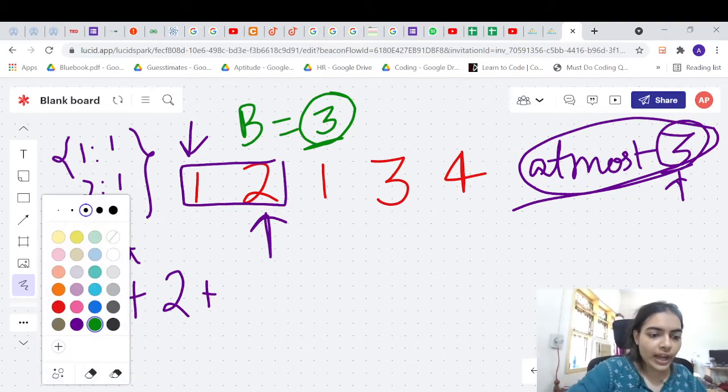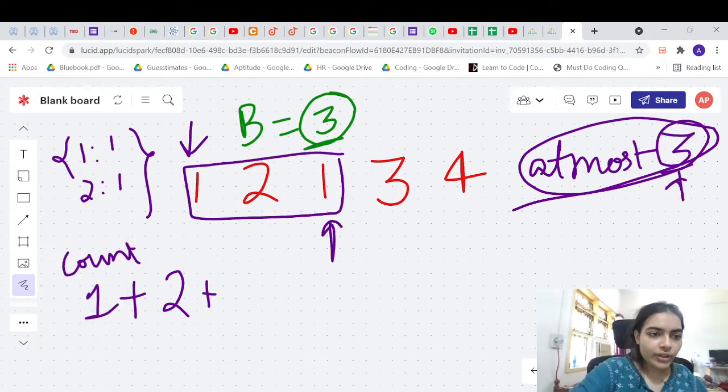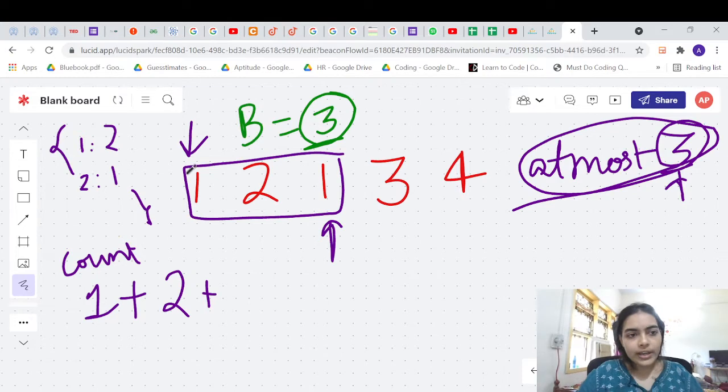Now again we will expand our window. We will see how long we can keep on expanding. When we expand, in our map we will increment the count. So our map will change. What will our map become? There is element 1 with a count of 2, and element 2 with a count of 1. Still our map size is 2 because we only have two distinct integers.